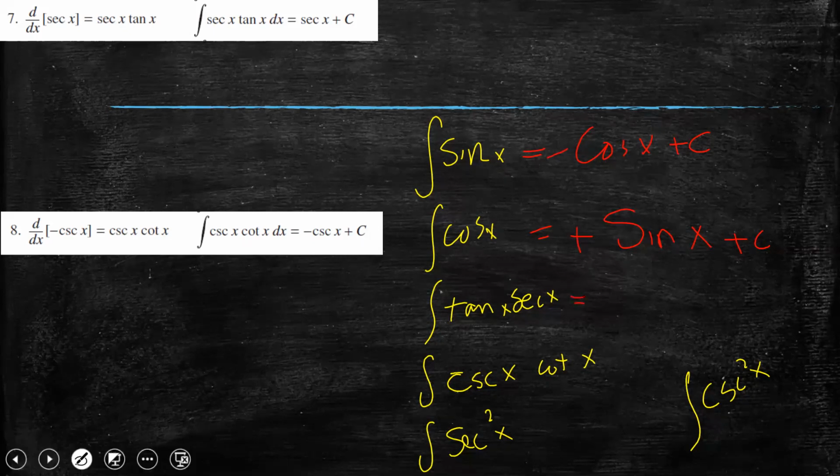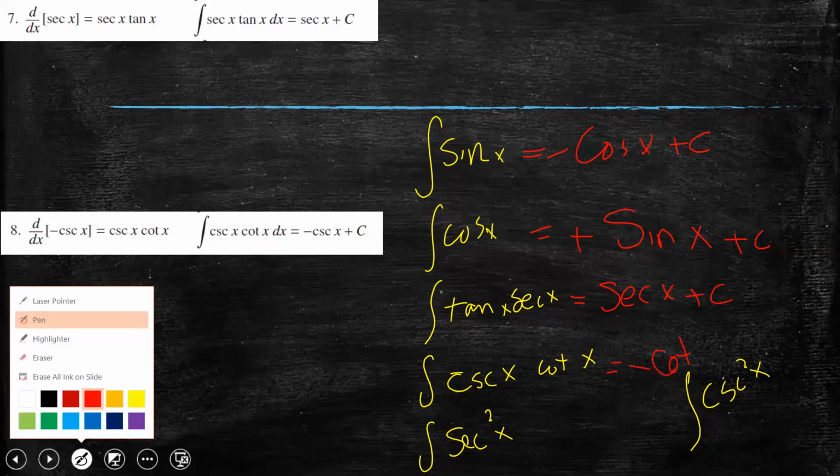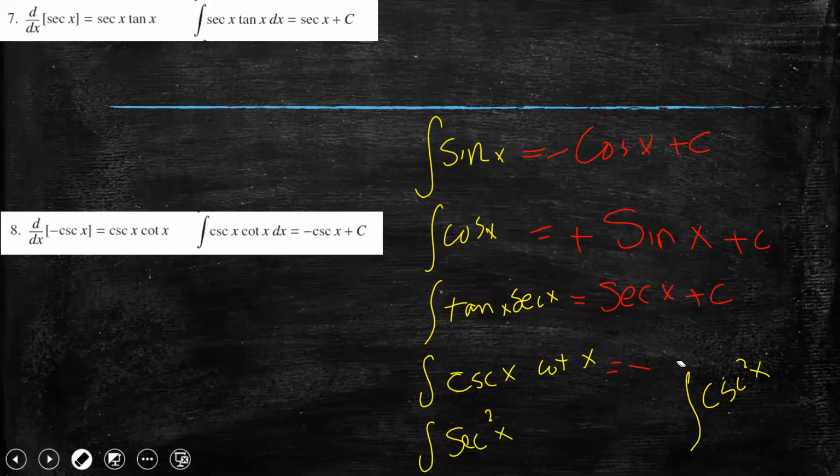So yeah, the integration of sine is negative cosine, and for the cosine is positive sine. Now, what is the integration of tan secant? It is secant x plus c. Of course, secant cotan, it's negative cosecant x plus c. Now, the integration of secant square is tan x plus c. And for cosecant square, it is negative cotan x plus c.